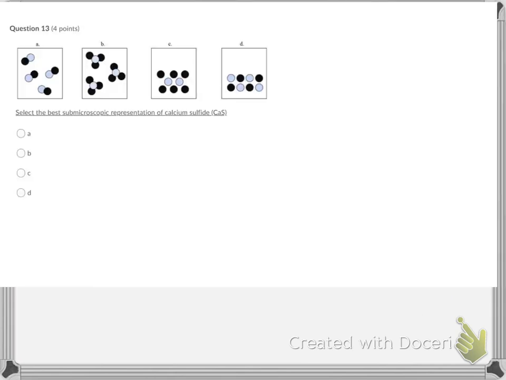All right, so here we have a submicroscopic representation. So let's go through all the options. A is a covalent, 1-to-1. So that would be like carbon monoxide. B is a covalent, 1-to-3. So that'd be like SO3.